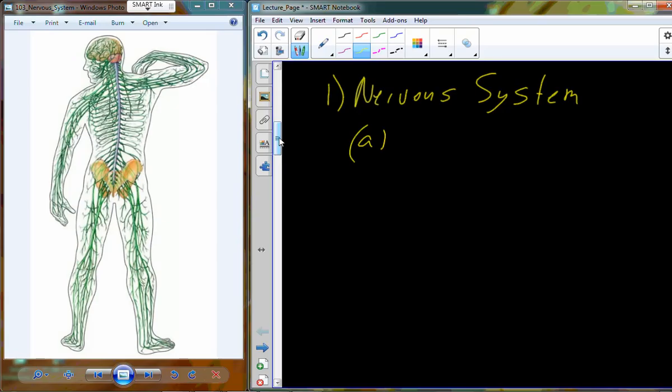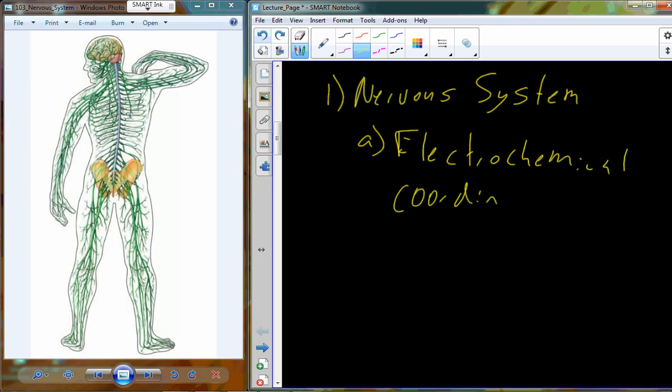So this is a picture of the nervous system, and the nervous system is a series of nerves and neurons and other neurological tissue that, starting from the brain and the spinal cord, extends to all different locations in the body. And the nervous system is an electrochemical coordination system. And really, it's an electrochemical coordinator between cells.